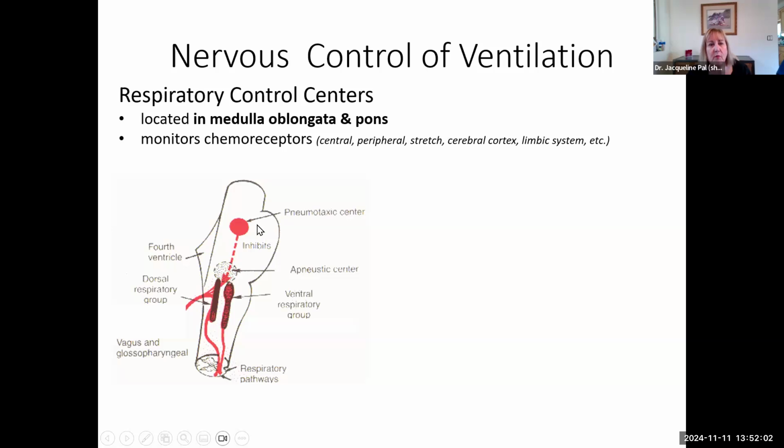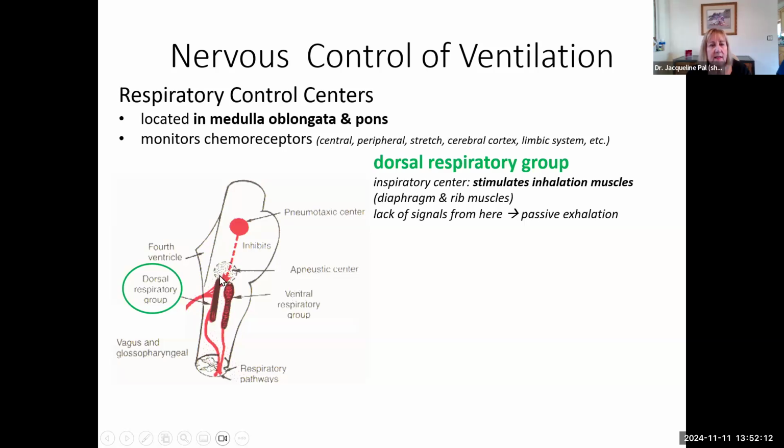So here's a picture of your brainstem. Here's the pregnant belly that you associate with the pons. So this is the medulla oblongata down there. So the first center I want to talk about is this one right here. It's on the posterior aspect of the medulla oblongata. It's called the dorsal respiratory group, and it's an inspiratory center. In other words, it stimulates inhalation muscles.